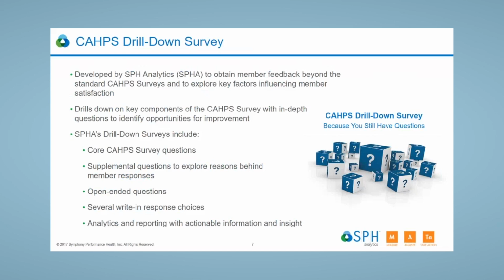The SPH Analytics drill down survey tools were developed to obtain member feedback beyond the standard CAHPS surveys and to explore and identify key factors in influencing member satisfaction. The survey allows plans an opportunity to drill down on key components by using core CAHPS survey questions and adding in supplemental questions to explore the reasons behind their member responses. The surveys provide an opportunity to add open-ended questions as well as several write-in response choices.